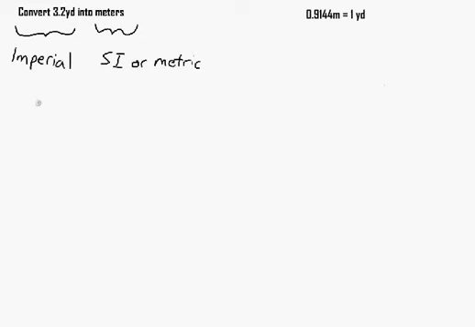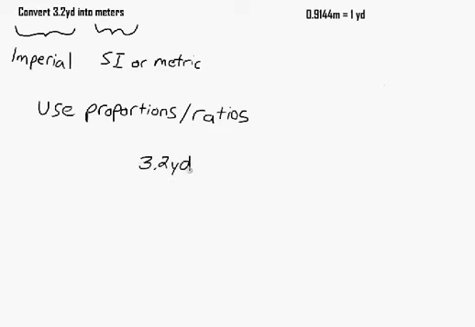So what I'm going to do is use proportionalities, or proportions, slash ratios to solve this. Alright, so what you do is you set up a ratio for yards to meters. Here we know that we have 3.2 yards, but we don't know how many meters that is. So we could write the ratio of yards to meters, so over x amount of meters, because we don't know how many meters that is. We're just setting up a ratio.